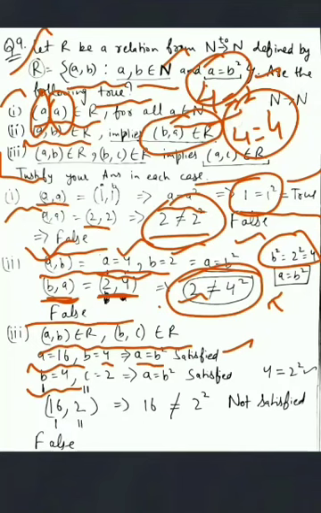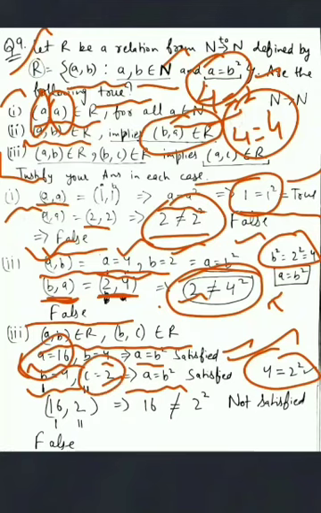See, B equal to 4 and C equal to 2. This implies A equal to B square, because 4 equal to 2 square is 4 equal to 4. Clear? Now we need to check here that AC belongs to R. What is A? It's 16 and C is 2. See here, 16, 2, this implies 16 is not equal to 2 square. So it's not satisfied. The condition is false.